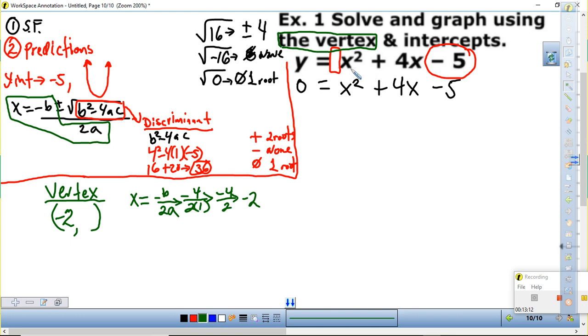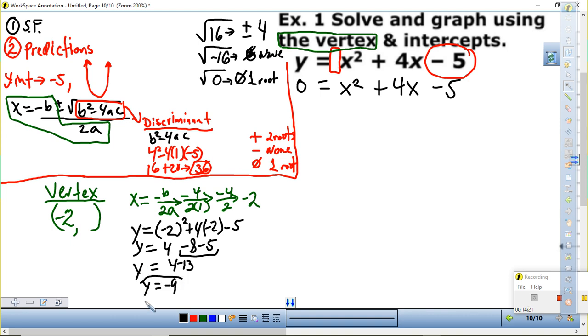That is correct. Substitute in the original equation to find my y value. So I write my y equals, but instead of writing x squared plus 4x minus 5, what do I write? Parentheses, negative 2 squared plus 4 times negative 2 minus 5. So this is 4 minus 8 minus 5. What is negative 8 and negative 5? Negative 13 minus 4 is negative 9. And that's how I get my vertex.